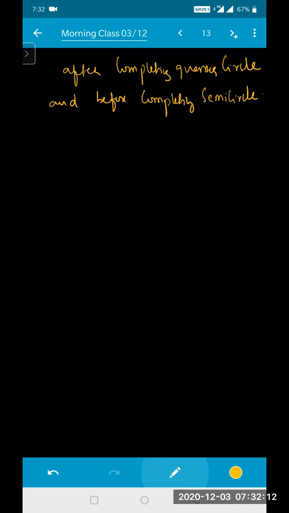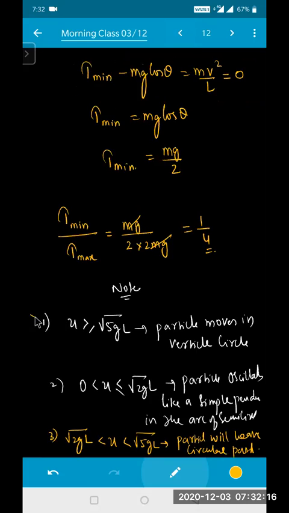This is a very, very important part. Whenever you do a problem, you always need to check these conditions and see where the particle is. Is it completing the circle, or oscillating like a simple pendulum, or is it moving in the second quadrant and leaving the contact?